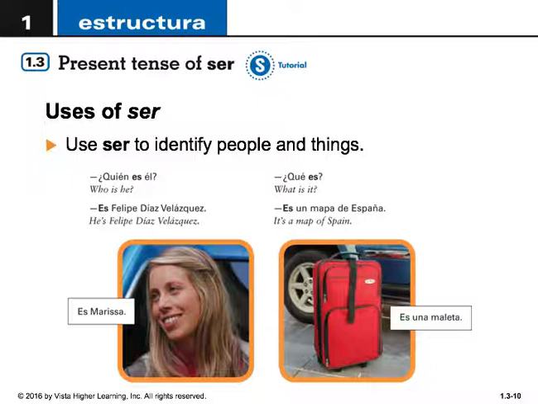Uses of ser. So, just to kind of reiterate here, sometimes we use ser to identify people and things. Por ejemplo, ¿quién es él? Who is he? Es Felipe Díaz Velázquez. He is, or he's Felipe Díaz Velázquez. ¿Qué es? What is it? Es un mapa de España. It's a map of Spain.